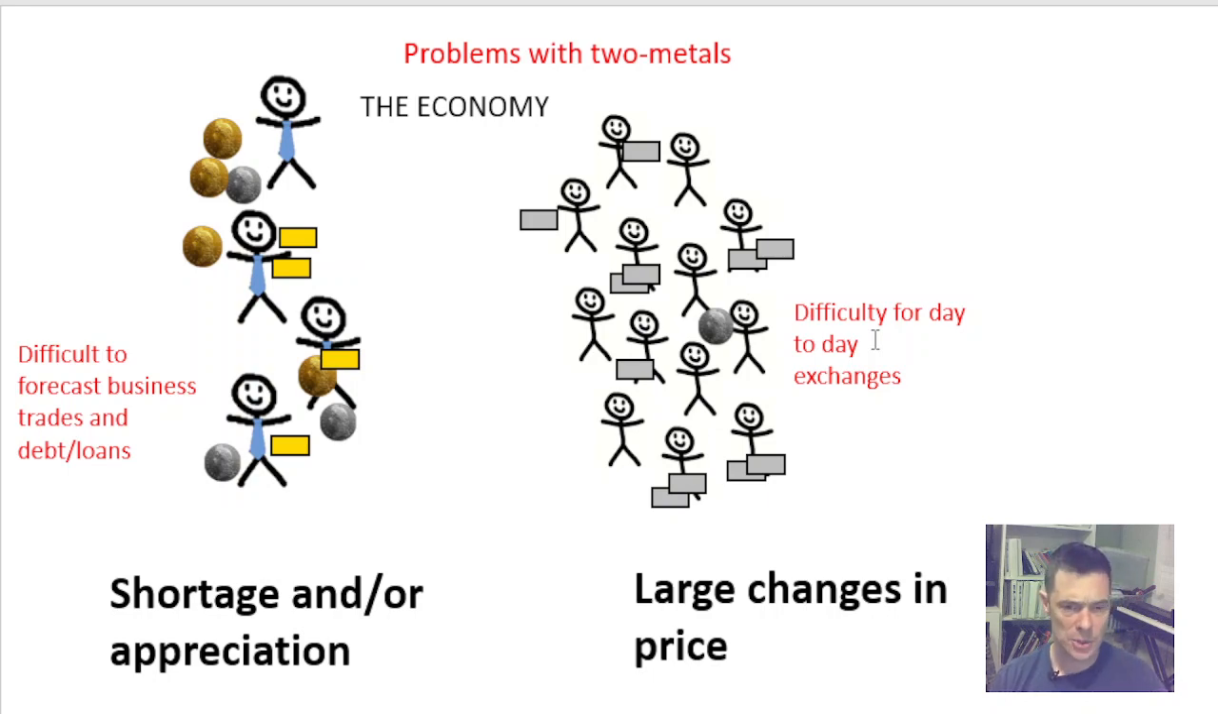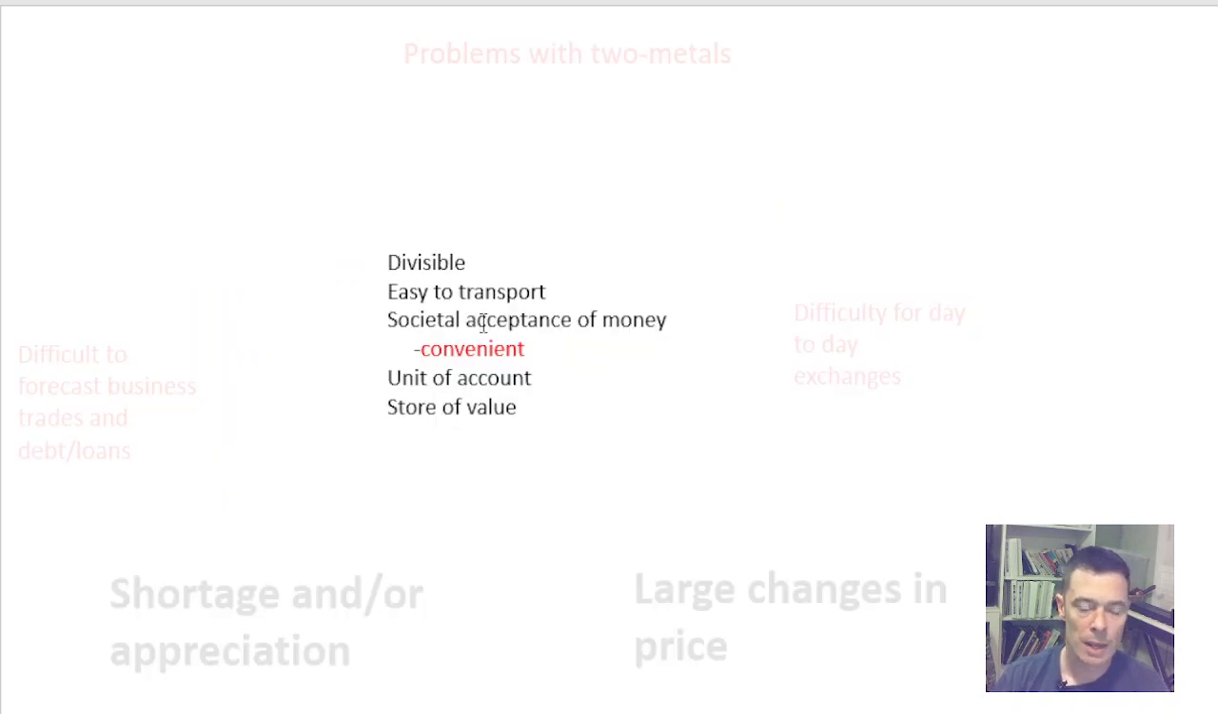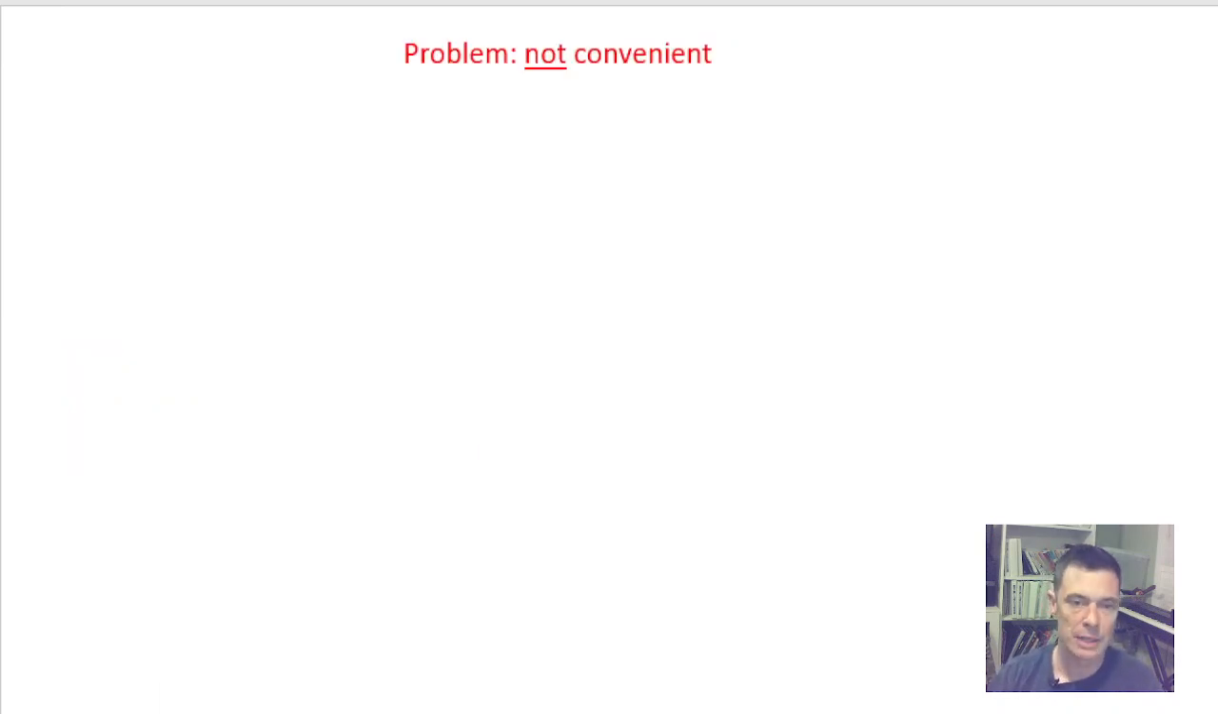And all of these problems are very counter to what money needs to be. The idea of money is that it makes exchange very convenient. The better the money is, the less you even notice that you're doing an exchange. And to have a society-wide money, the whole idea is that you've got this convenience. And with a two-metal system, the problem was it was not convenient.